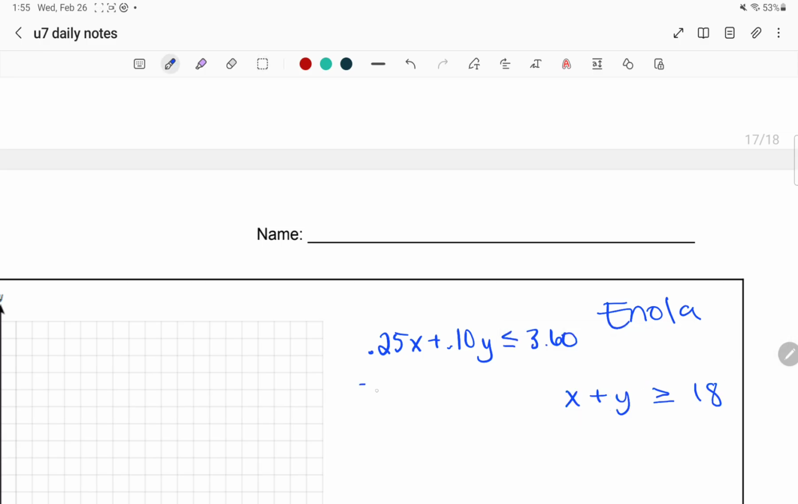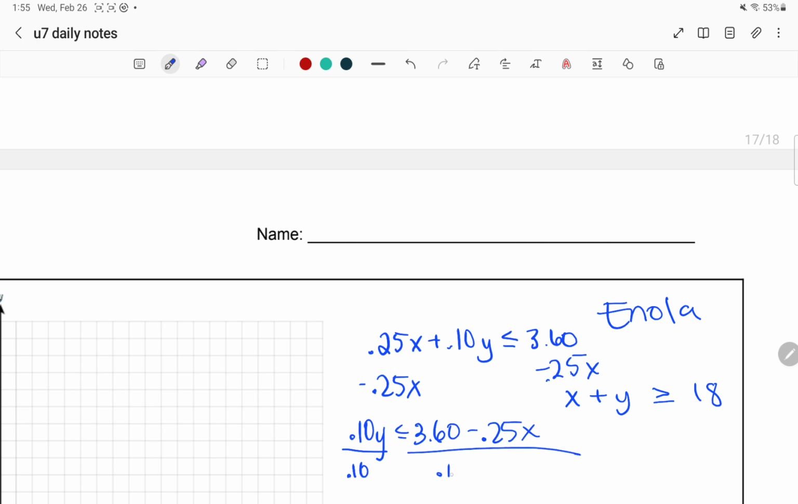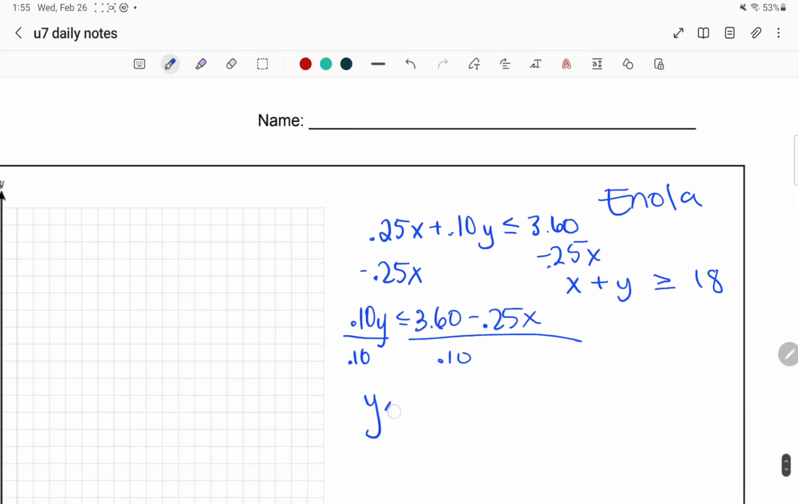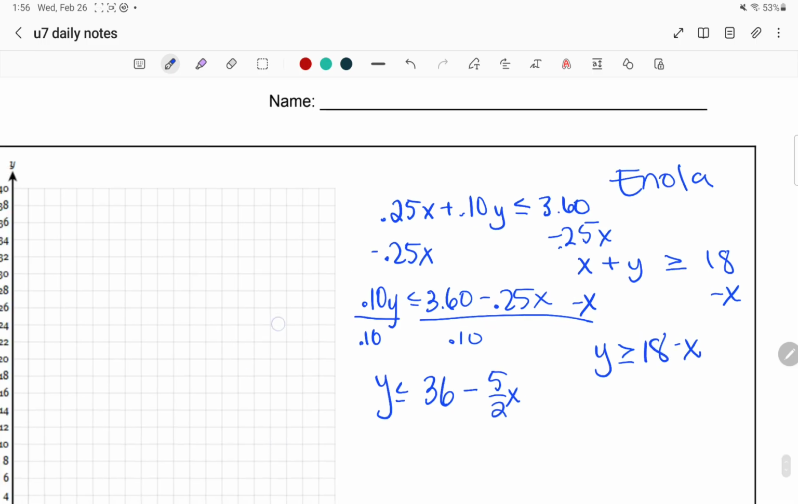So we're going to subtract the x term again. And I get 0.10y is less than or equal to 360 minus 0.25x. And then divide by 0.10 on both sides. And I get y is less than or equal to 36 minus 5 over 2x. Again, subtract x on both sides. y is greater than or equal to 18 minus x. And then I graph.